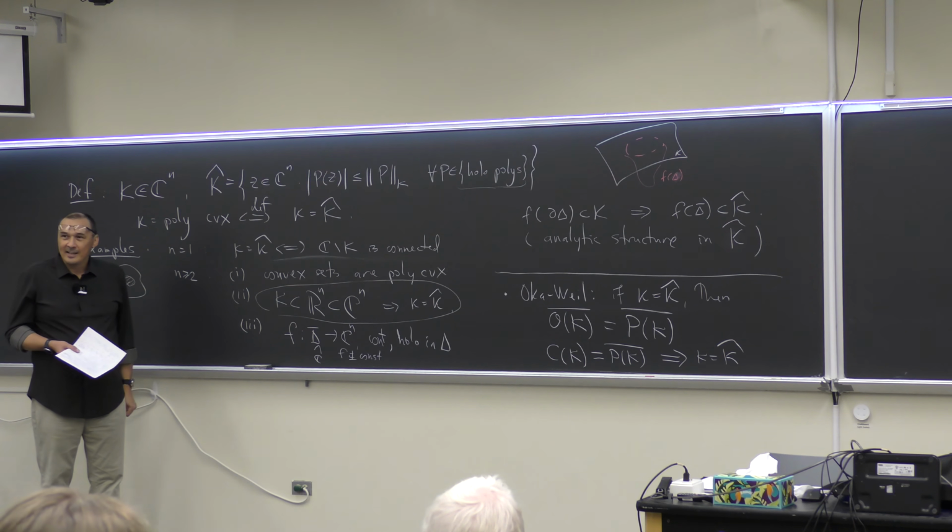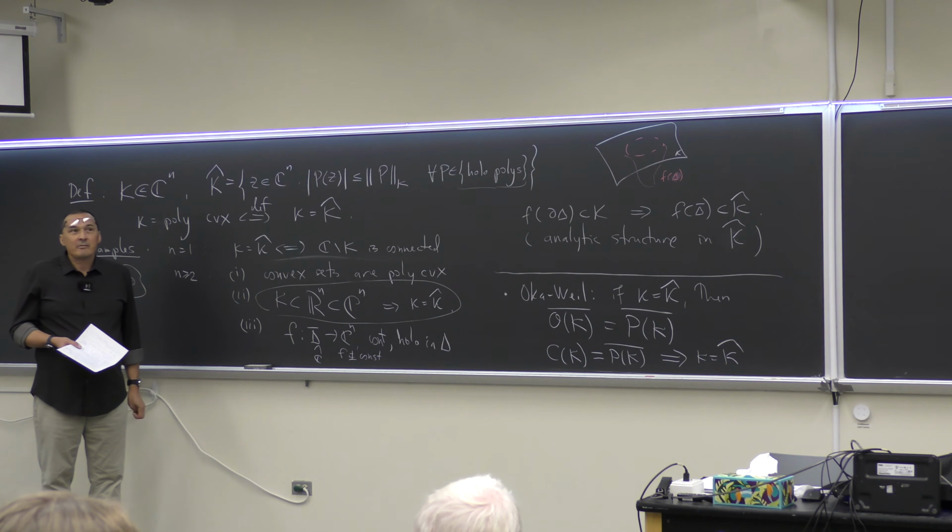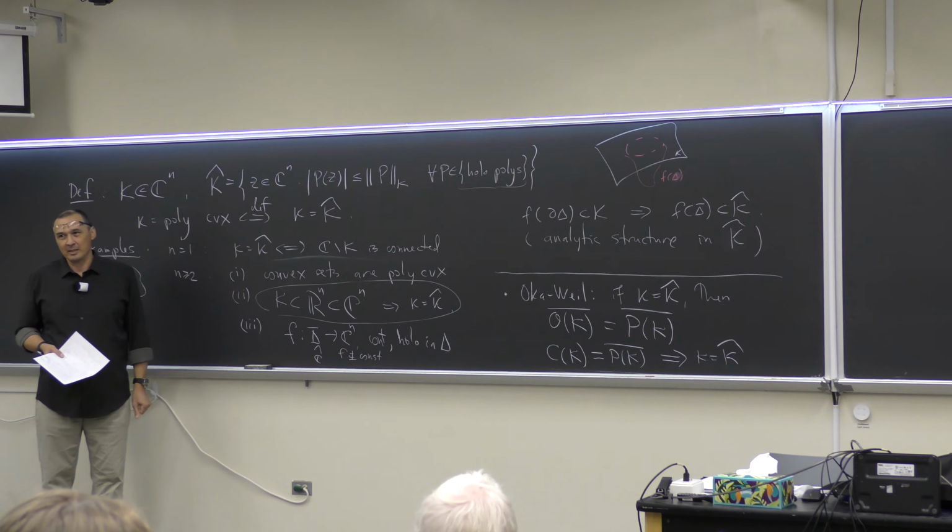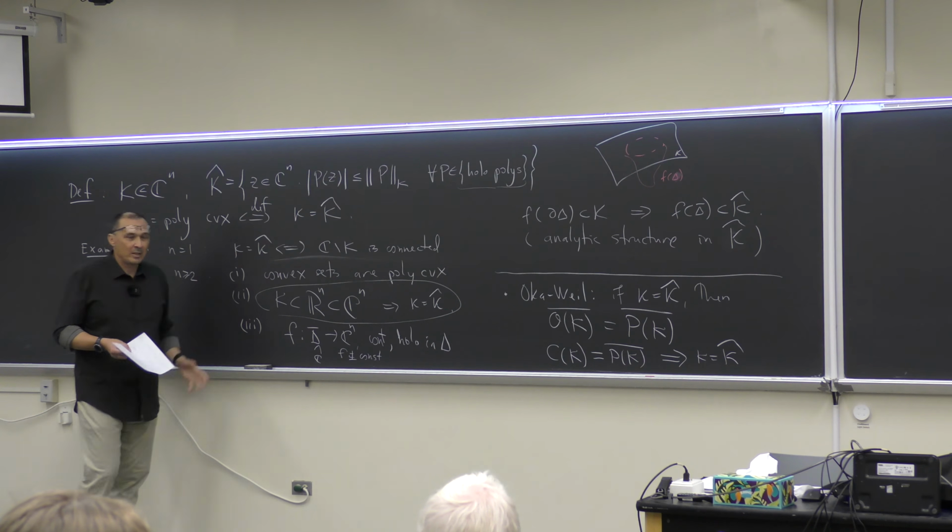The union of bidiscs, there are counterexamples to the union of four, or even ellipsoids. You can construct four ellipsoids that are not polynomially convex, but not the balls.